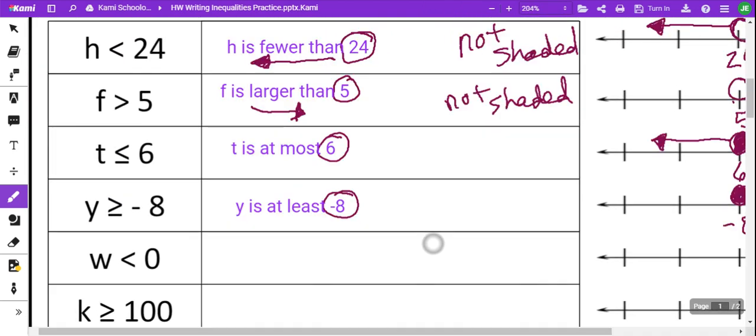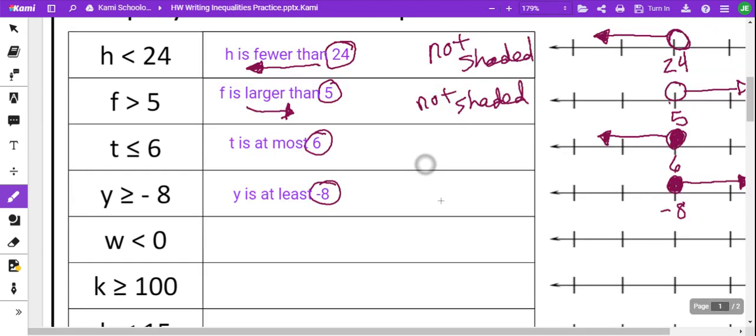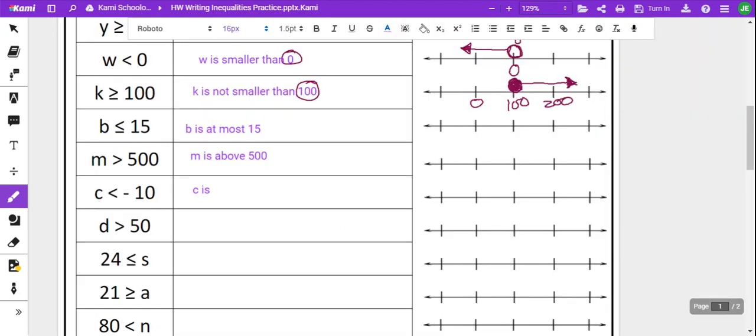Okay, here are our next two examples. 2 is at most 6, y is at least -8. Then we graph them to the right. Okay, here's the rest of the front side. So we're going to check B is at most. You can pick a phrase up above. M is above. And you're just going to graph them over here to the right.